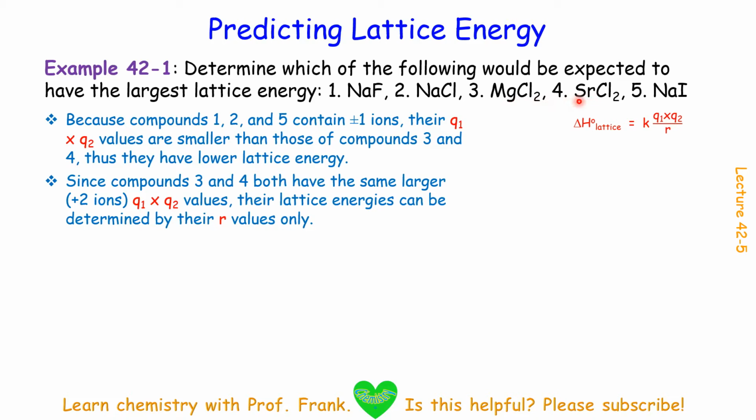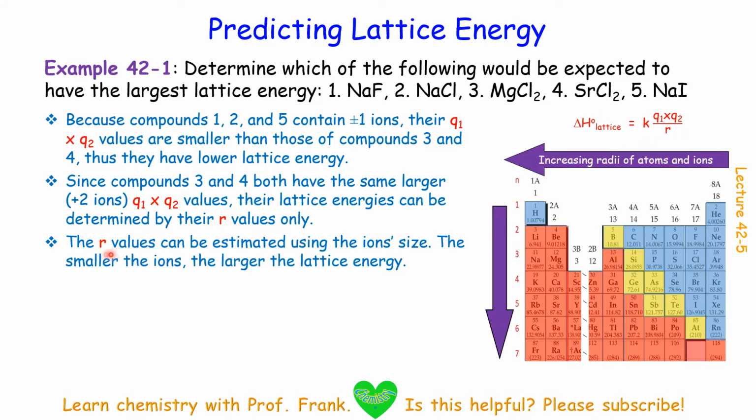Both have cations with positive 2 charge, which means Q1 times Q2 should be the same for compounds 3 and 4. Therefore, the lattice energies of the 2 compounds depend only on the R values. The distance between the ions, or the R values, can be estimated using the ionic size. And here is the trend for ionic radius. From this equation, we know the smaller the R value, the larger the lattice energy.